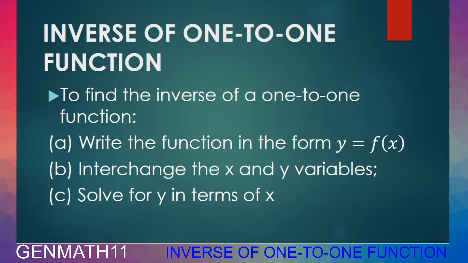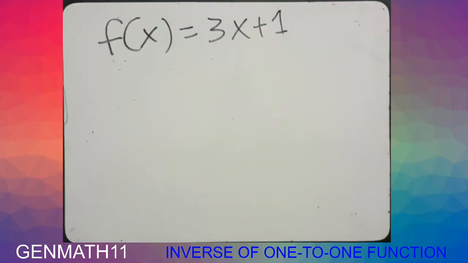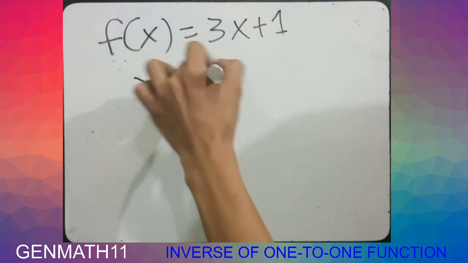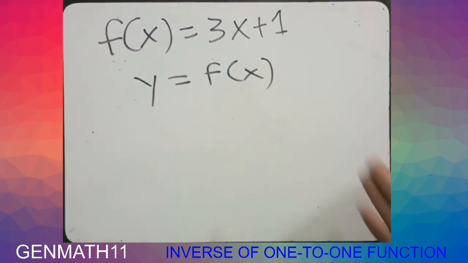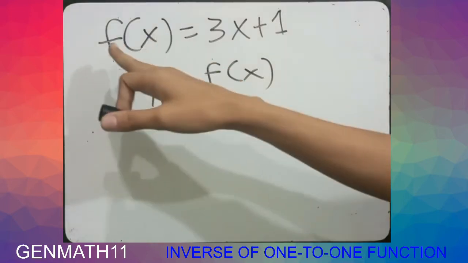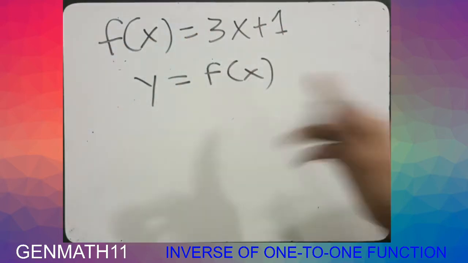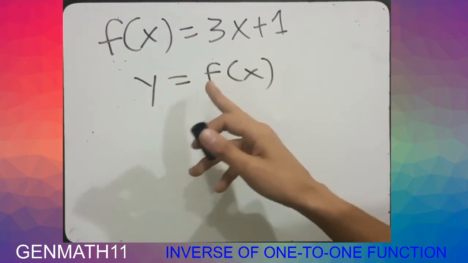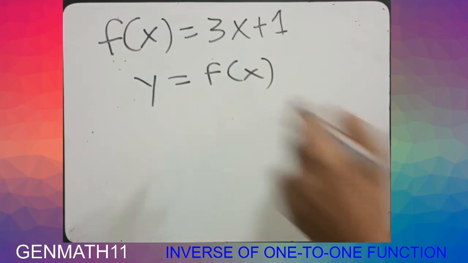Example number 1: find the inverse of f of x equals 3x plus 1. So f of x is equals to 3x plus 1. Sabi dun sa step by step, kailangan daw nating i-rewrite si f of x, yung function natin, as y equals f of x. So paano natin siya gagawin? Anong value ni f of x? 3x plus 1. Ilalagay lang natin dito, babaliktarin natin si f of x ng 3x plus 1.